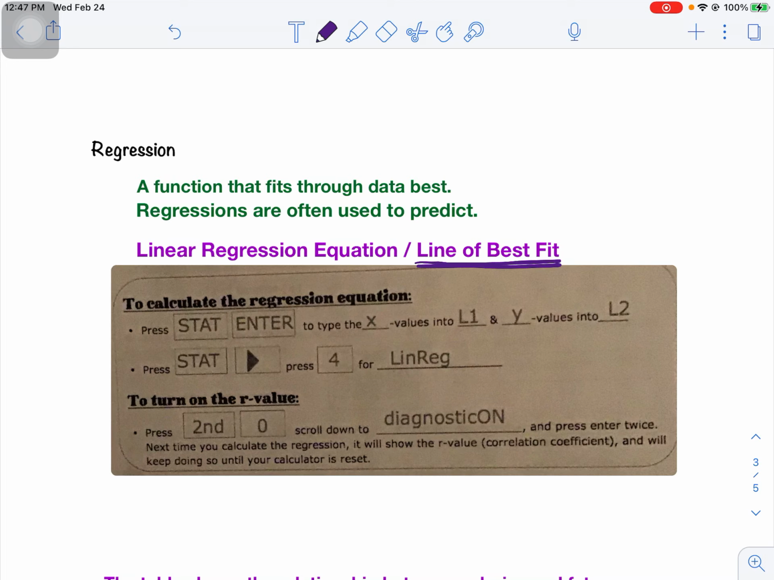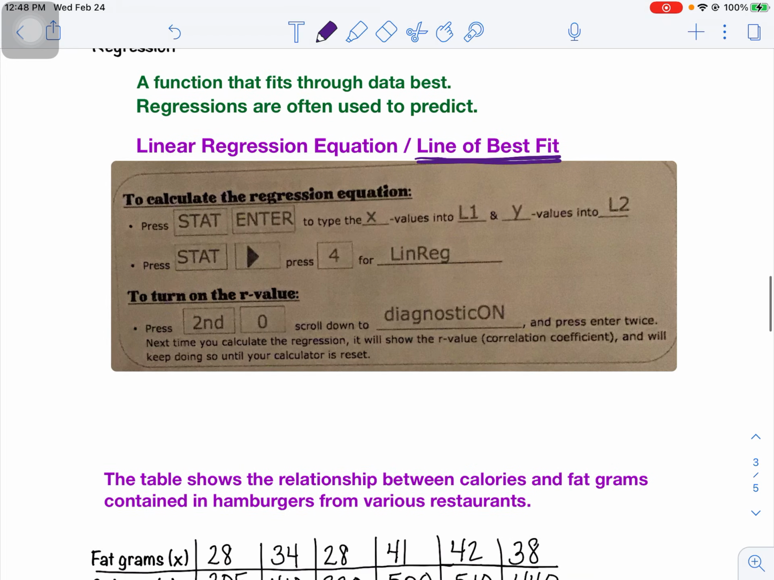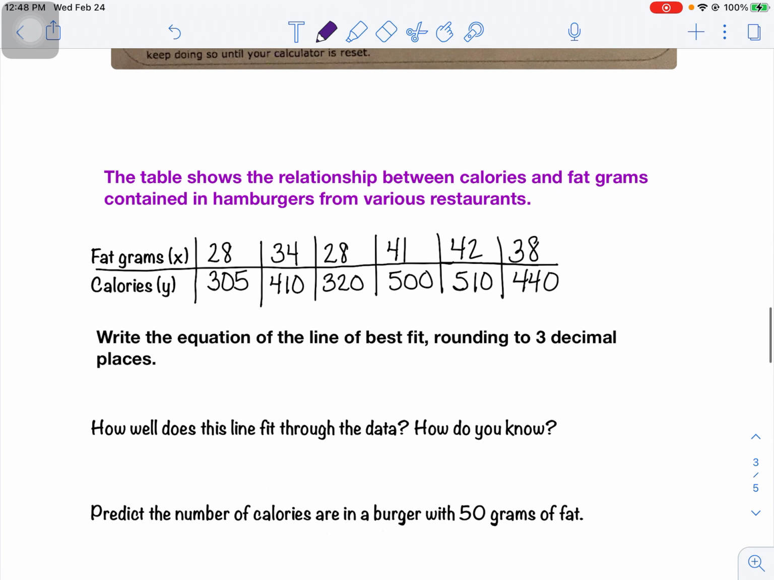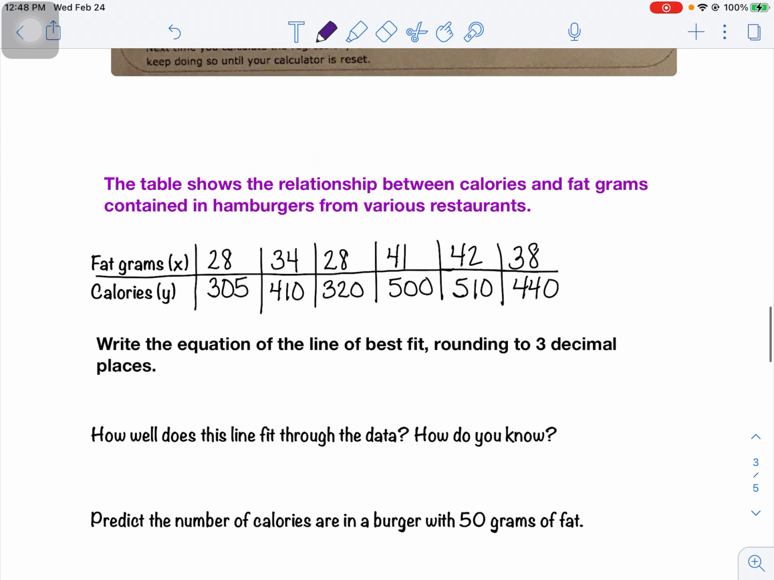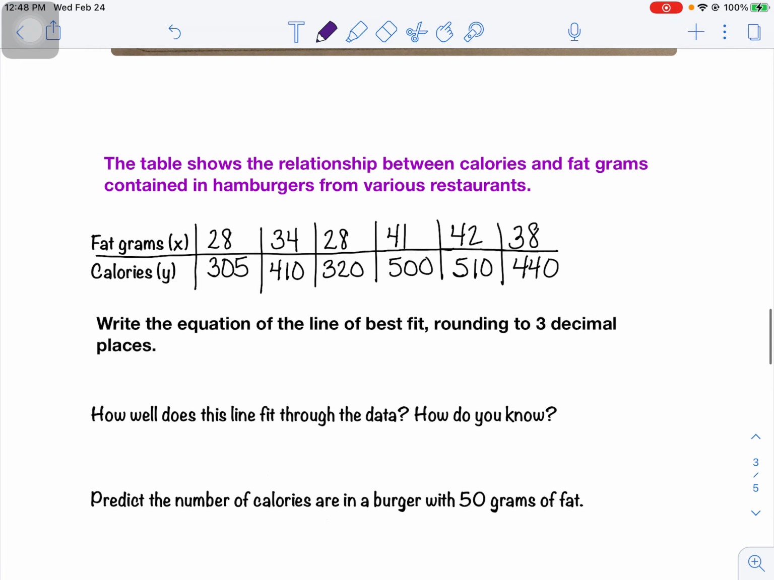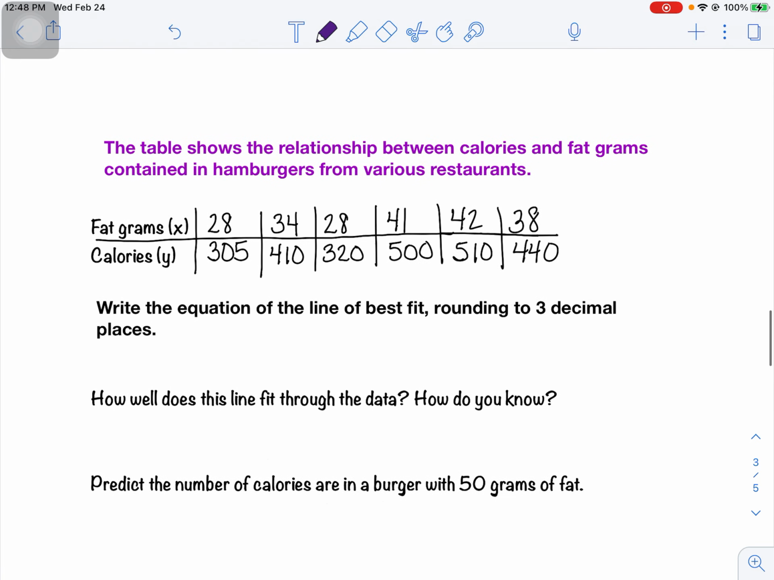Now, I've added some stuff on how to do this on a handheld calculator, but I'm actually going to show you how to do this on Desmos, because it's so much easier and there are fewer steps to remember. So if you want to try the handheld one, the directions are here. There are also some more directions at the bottom of the notes for the handheld calculator as well.